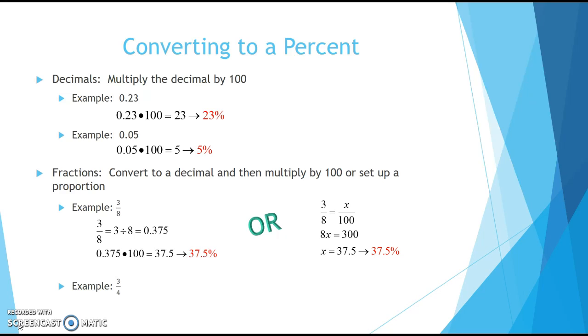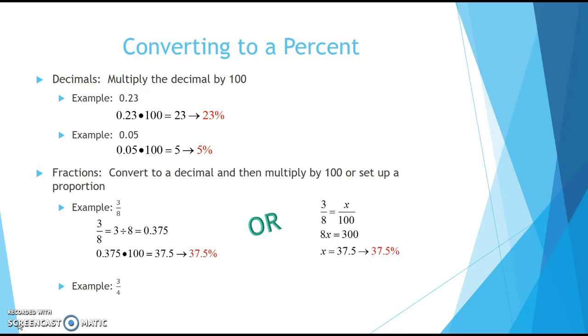Or we can set up a proportion. 3/8, or 3 to 8, is the same as how many out of 100. This is what we did last unit. So 3 to 8 is how many out of 100. Remember, we use our cross product. So 8 times x equals 3 times 100, or 300. Divide both sides by 8, x is 37.5, or 37.5%. Either is a good option.